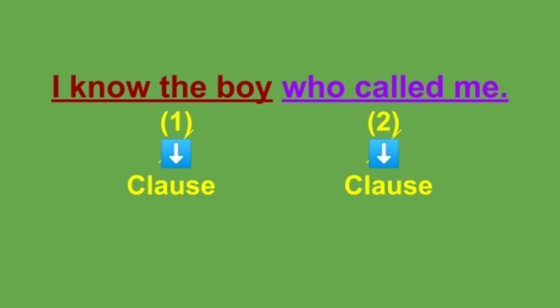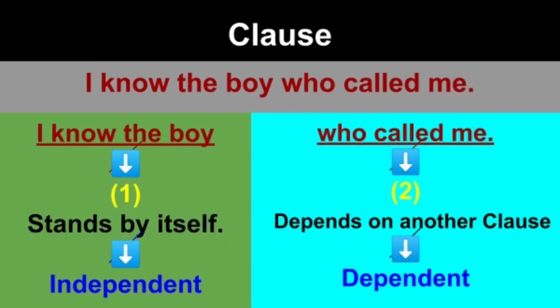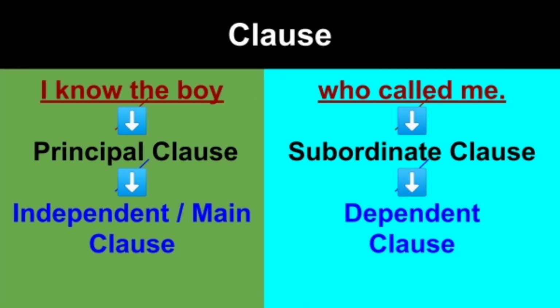In the sentence, there are two clauses. The first clause, I know the boy, stands by itself, so it is independent. The second clause, who called me, depends on the first clause, so it is dependent. The first clause is called principal clause or the main clause. The second clause is called subordinate clause.